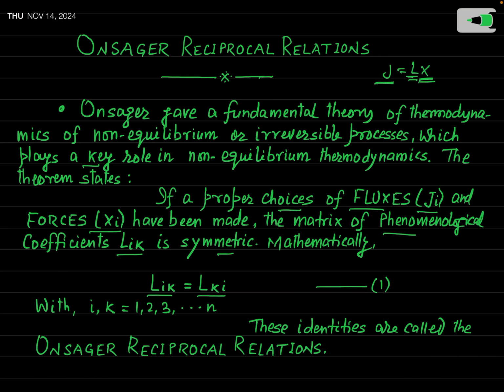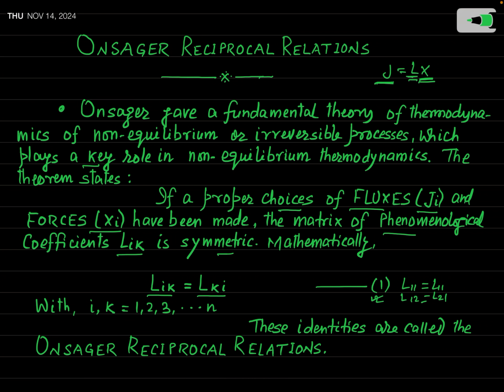And so we simply say that when a proper choice of fluxes and forces is made, then these relations will hold, where the subscripts i and k both stand for the numbers 1, 2, 3, 4 and so on. It means you can say that L11 is equal to L11, L12 is equal to L21, and so on. These identities which I have defined in this equation 1 are known as Onsager reciprocal relations.